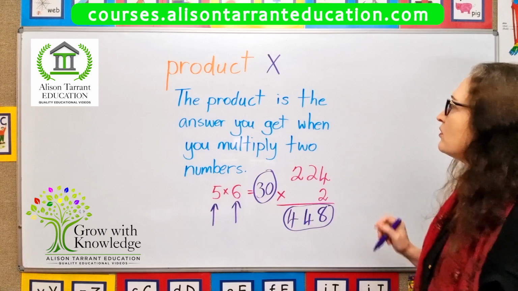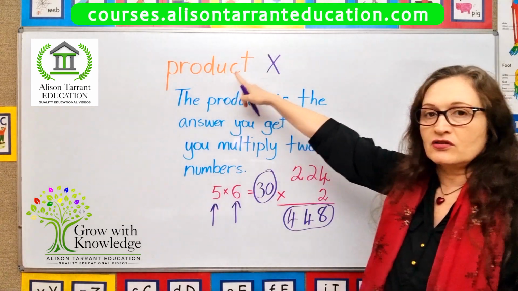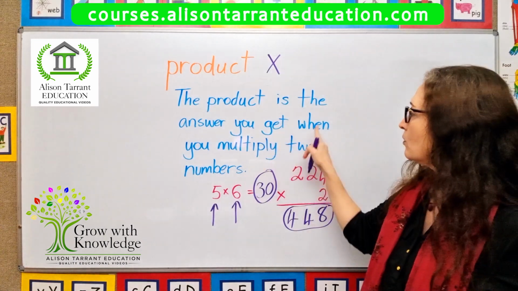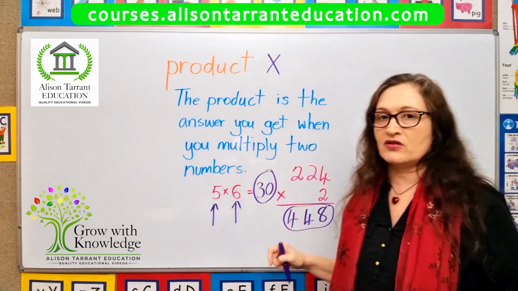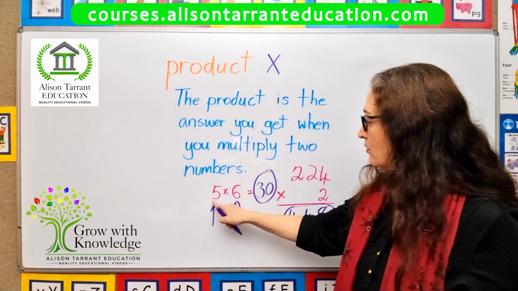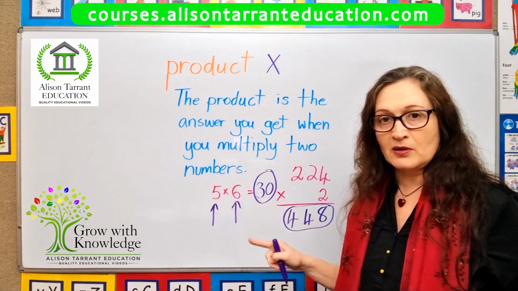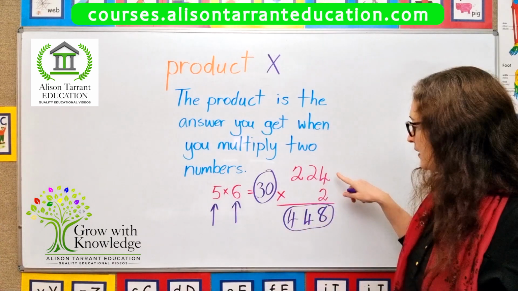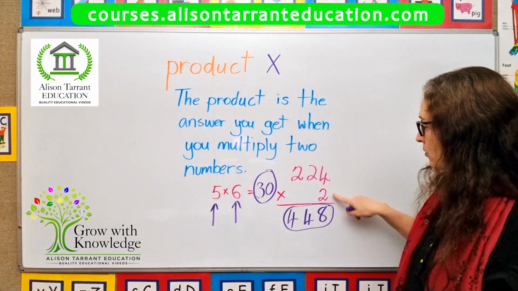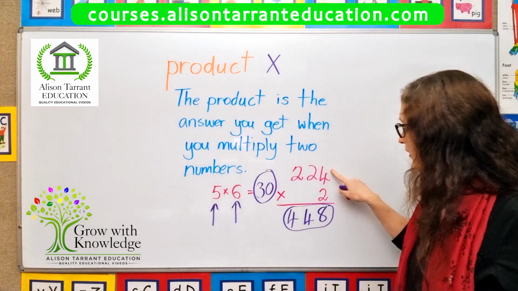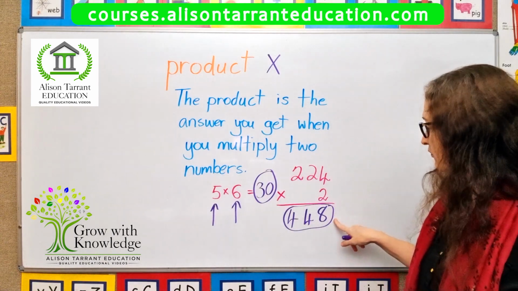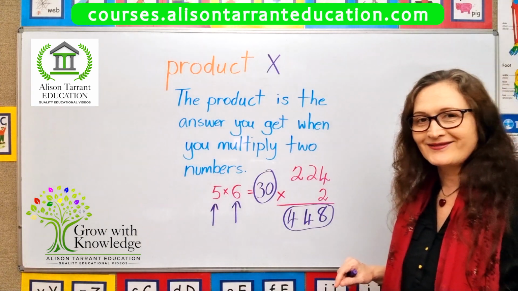So let's just revise this again. Product is to do with multiplication. The product is the answer you get when you multiply 2 numbers together. So 5 and 6, if you multiply them together, you get the product of 30. And the numbers 224 and 2, the product of these 2 numbers, when you multiply them together, is 448.